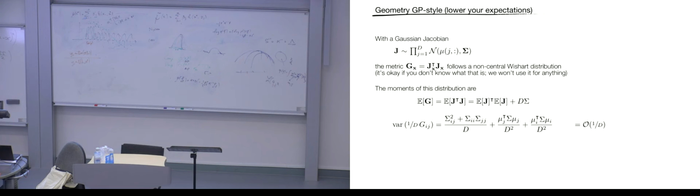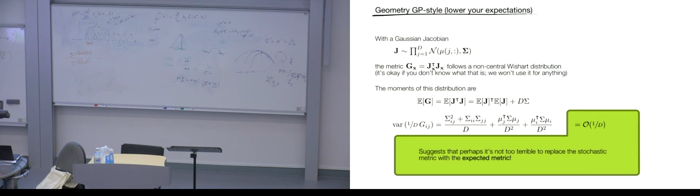What's neat is that these non-central Wishart distributions tend to concentrate in high dimensions. If the data dimension is large, the variance of that distribution will start shrinking. It's a central limit theorem type of thing. That's a really good sign, because if we have high-dimensional data, and we almost always do when looking at these generative models, because we're trying to reduce data dimension, then the distribution of the metric is going to concentrate around the mean. That suggests that perhaps we can loosen our requirements of looking at the stochastic metric and just take the expectation of the metric, because to this we can apply all the differential geometry stuff.